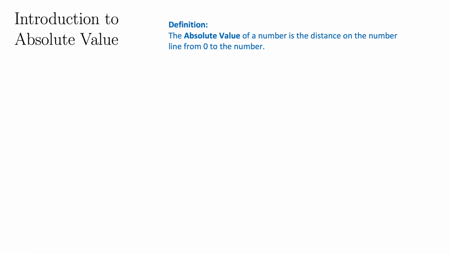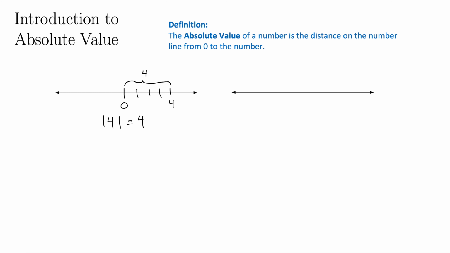Okay, so graphically, we can look at something like the absolute value of 4. Well, that's the distance from 0 to that number. So let's call this 0, 1, 2, 3, 4. Let's look at the distance here. There are 4 spaces, 1, 2, 3, 4. So this distance is 4. So absolute value of 4, absolute value being the distance from 0, is 4. Well, that's simple enough.